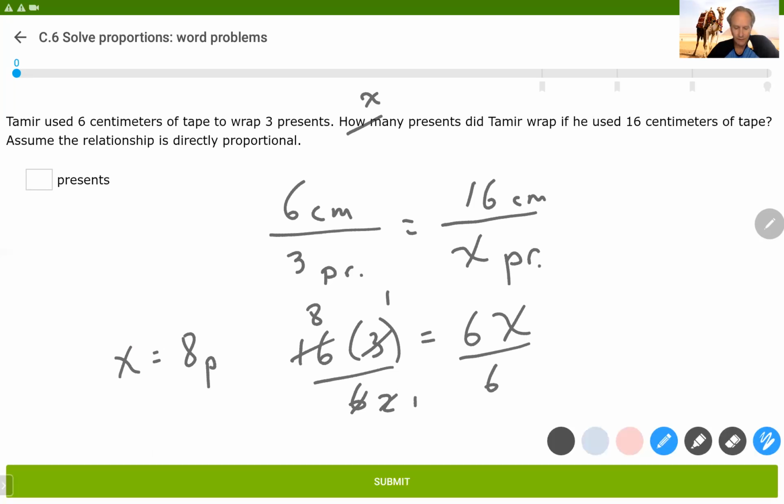Now, you might want to check to see if it makes sense. If you use 2 centimeters for each present, then we expect that 16 centimeters of tape is going to be okay for 8 presents.